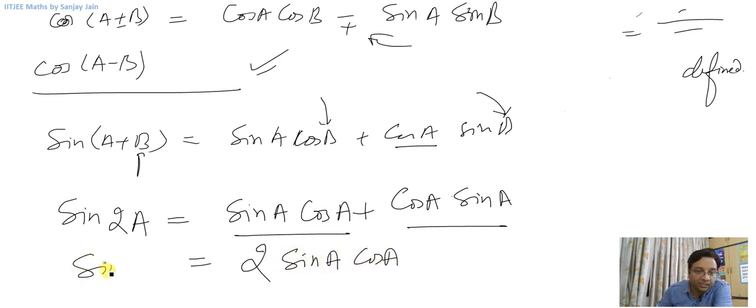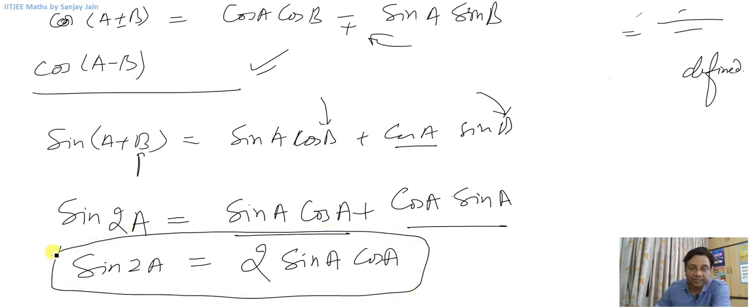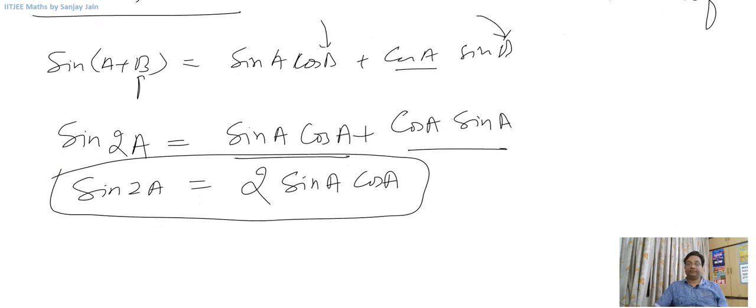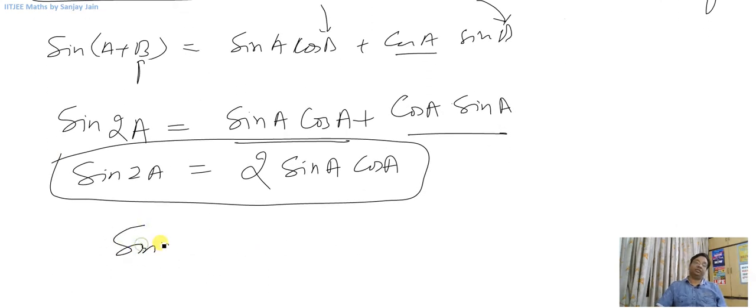This is another identity that you need to memorize. Sine 2a is equal to 2 sine a cos a, right? What is sine 2 theta? 2 sine theta cos theta. This is an identity that you need to memorize.